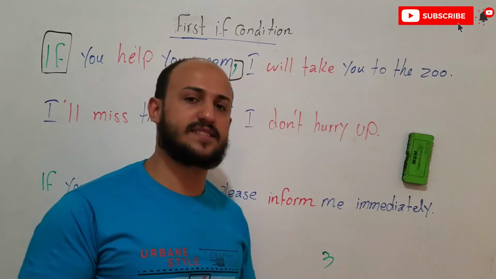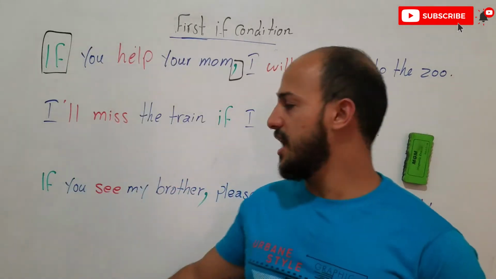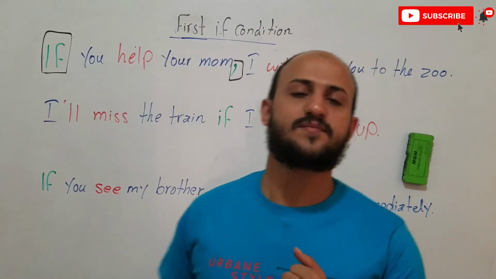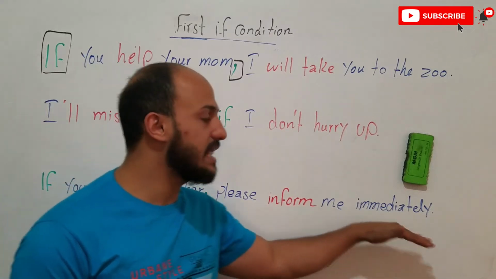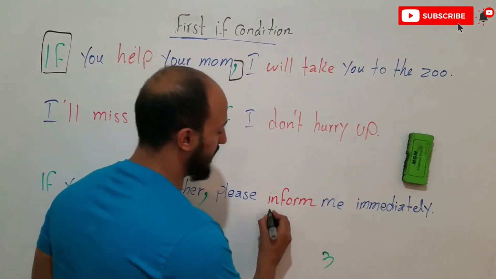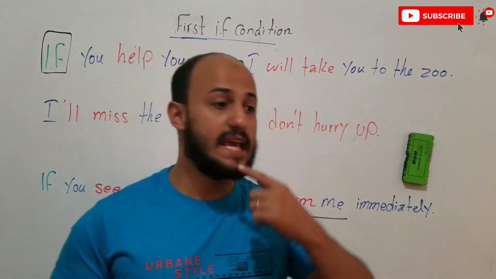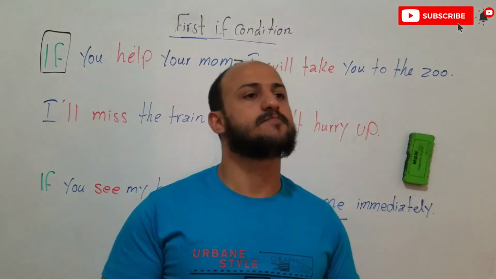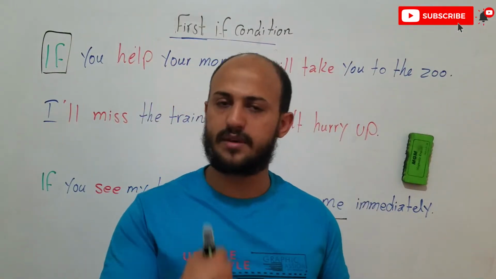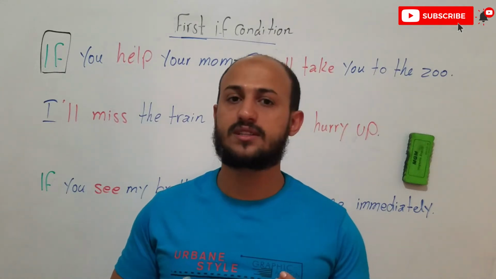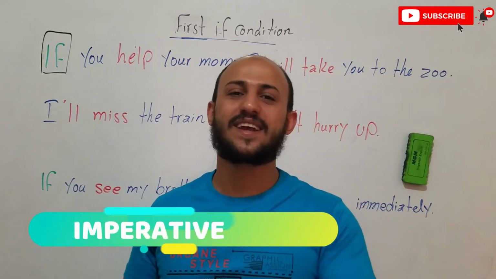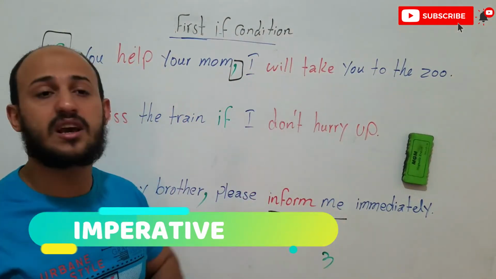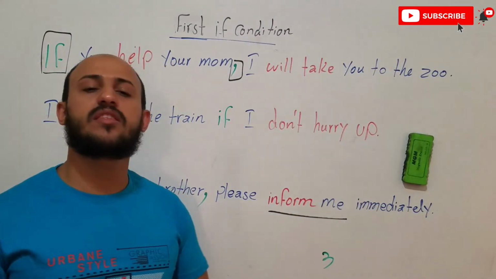Now we still have one point in this example. If you see my brother, we have a comma. Why? Because we started with if. Alright? So please inform me immediately. What is this, guys, in English? Inform me. Tell me. Stand up. Sit down. Call me. Go back, come here. All right, what do we call this in English? We call it imperative. Very good, imperative. So we can replace the will clause or future clause with the imperative.